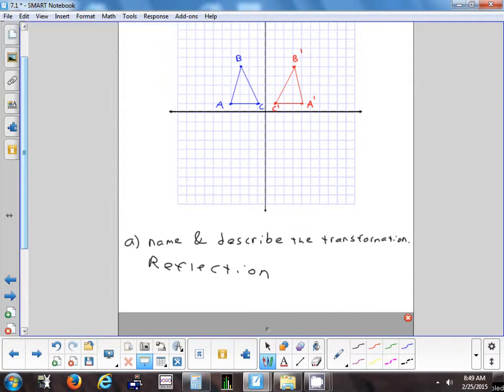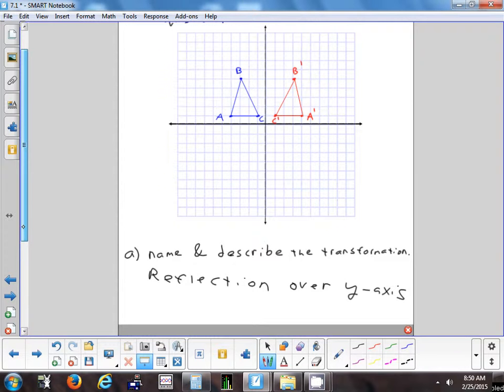So when we reflect, we normally reflect over a line. Can anybody describe to me, what did you reflect over here? Yeah, the y-axis. You reflected over the y-axis. Good, very good. Okay, so that's how you describe it: reflection over y-axis.